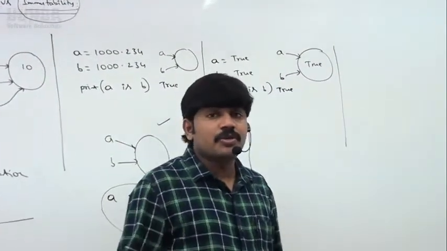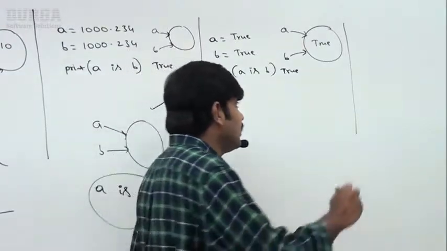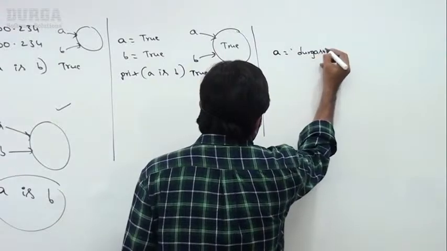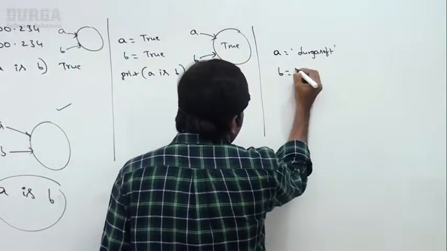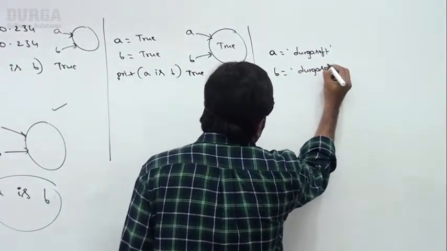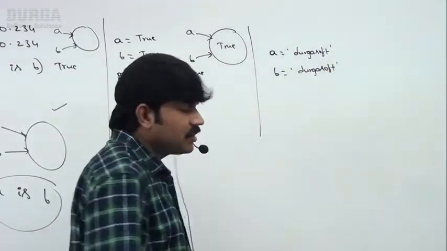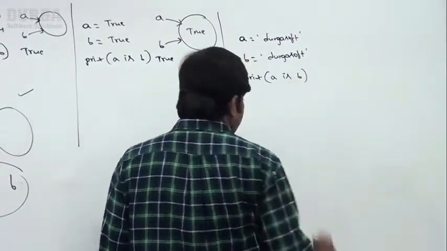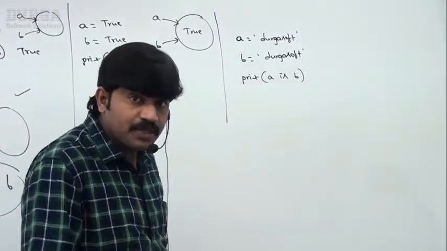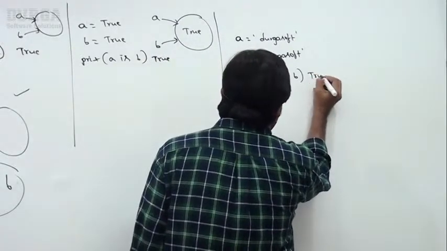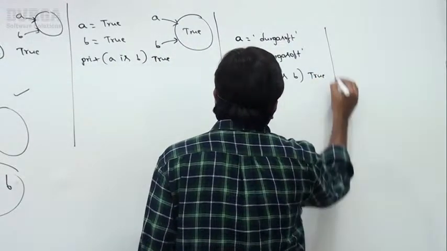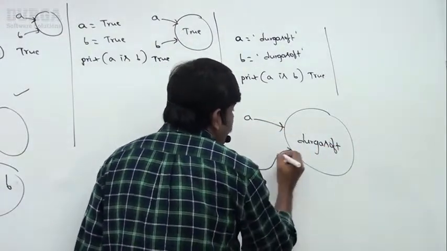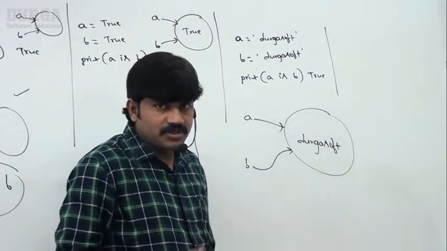Let me consider, what about the string case? A = 'Durga soft', B = 'Durga soft'. Print of A is B. What answer are we going to get, sir? True only. Here 'Durga soft' is the string object, and both A and B point to the same object. Everyone can understand, right?